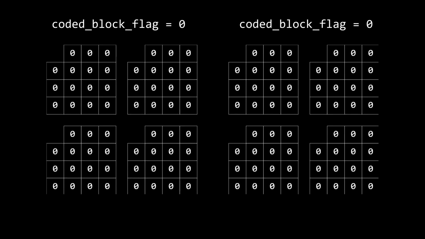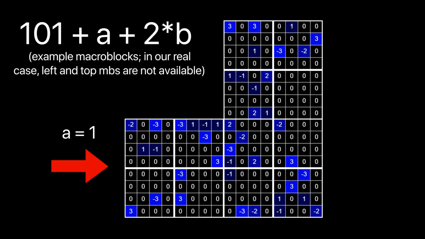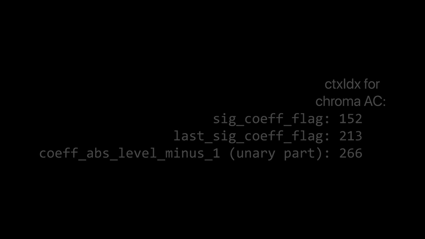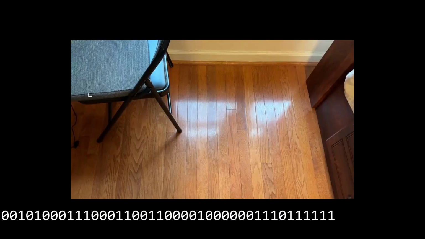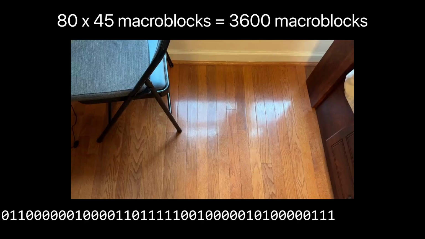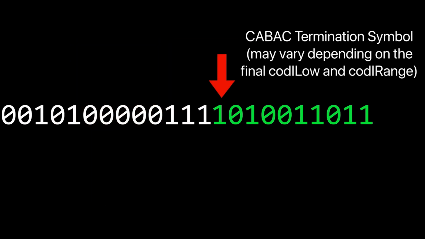Finally, the same process is done for our AC blocks, blue then red. The coded block flag will use context model 101 plus A plus 2B, with A and B using the same logic as before. Our other three fields will use context models 152, 213, and 266. After completing our first macro block, we'll continue coding all others from left to right, then top to down. In total, we'll have to encode 3,600 macro blocks in our slice. Remember to include the CABAC termination symbol at the end.